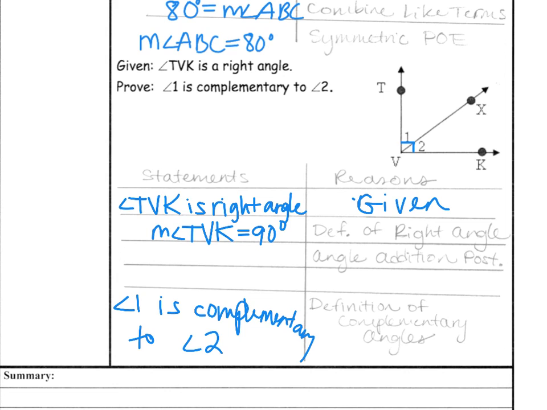What we're going to do next is go ahead and add them together. So if I'm adding together my angles, you cannot say measure of angle 1 plus measure of angle 2 equals 90 degrees. You have to start by just using the letters. Measure of angle 1 plus measure of angle 2 is equal to the measure of angle TVK. Use their names first, and then you can put in the numbers, the degree measures, or the lengths.